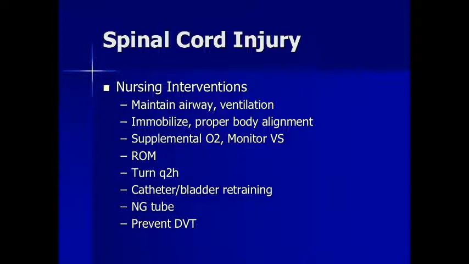Initially, we may also insert an NG tube to decompress the bowel. Generally, at some point, most patients, be they paraplegic or tetraplegic, will develop a paralytic ileus. There's usually just no way around it. When bowel sounds return, we generally want patients to be on high calorie, high protein, high fiber diets. We also want to monitor for DVT, which we know there is a high occurrence, which can lead to PEs or pulmonary emboli, which is a big killer of patients with spinal cord injuries.